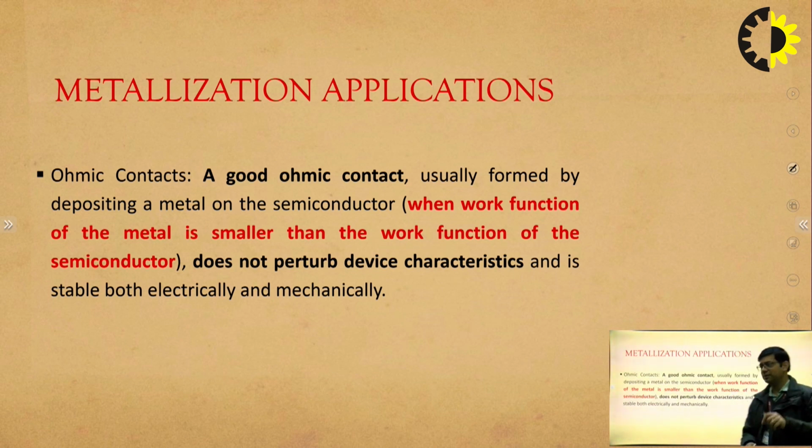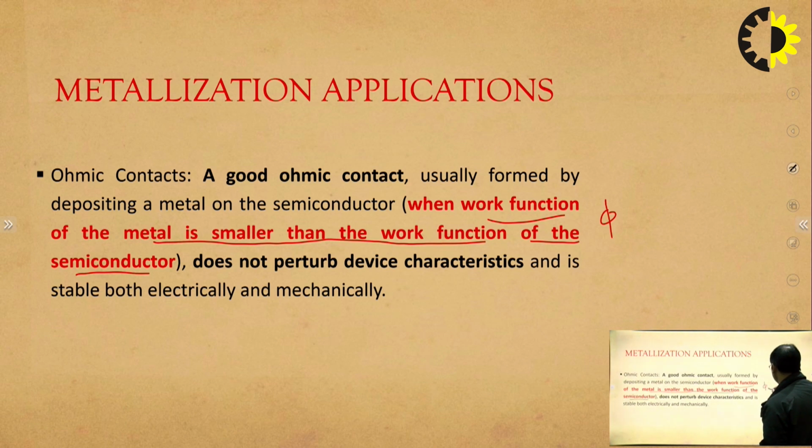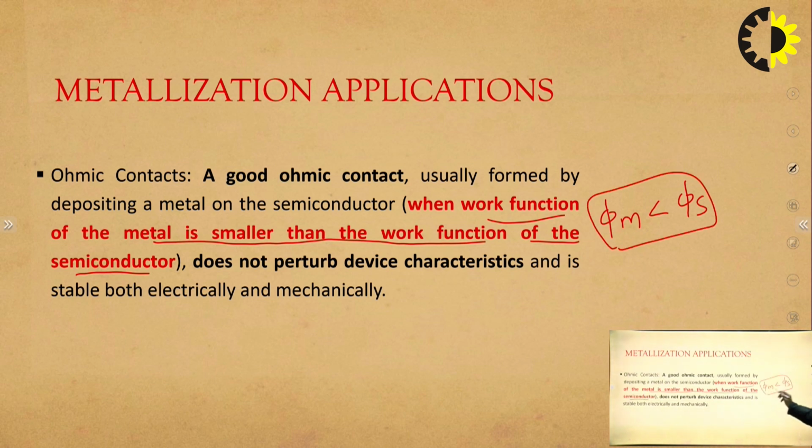And for that, a very important property that we have to maintain while making a metal contact is that the work function of the metal is smaller than the work function of the semiconductor. So if the work function of the metal is smaller than the work function of the semiconductor, where we have here considered the N-type semiconductor, then we will have an ohmic contact. And if this metal work function is greater, then it will be a Schottky contact, a rectifying contact. Okay, so we have to keep that in mind.